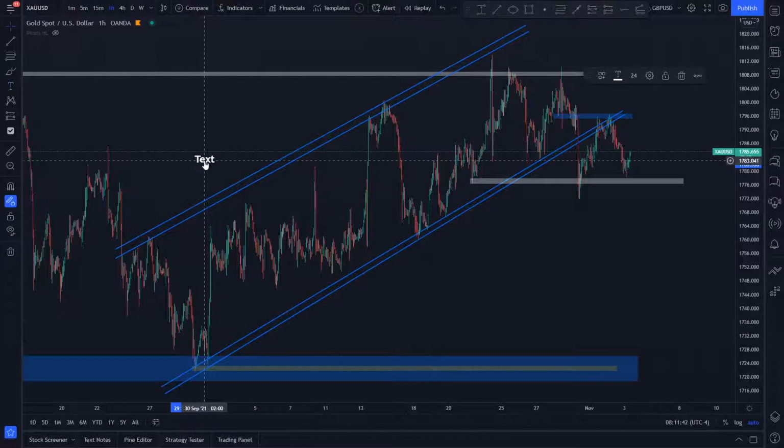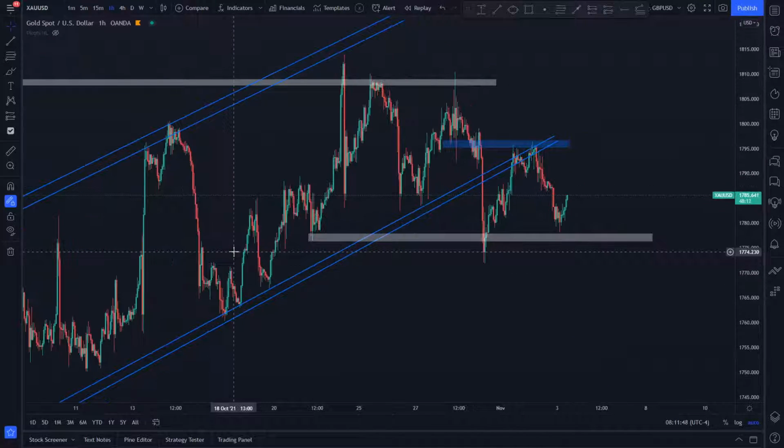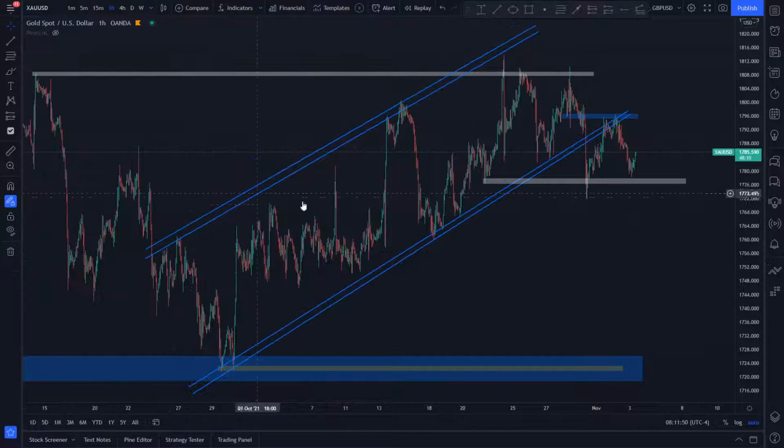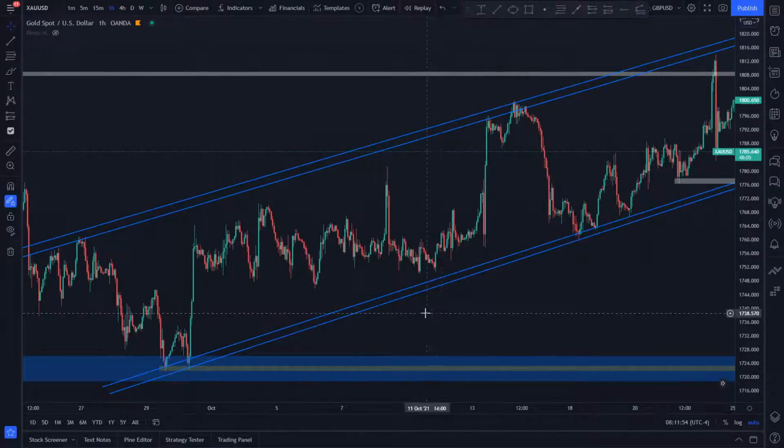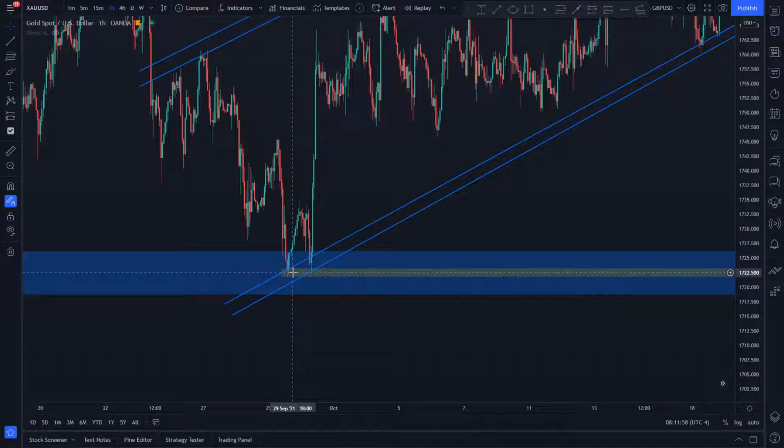Correct. To identify the market structure overall, right? Because we want to make sure that we know what bias we want to be in, right? Because as you can see, we have multiple confirmations, which I'm going to go through, right? But we just hit a major level of support, right? Way back in September at the 1722, right?